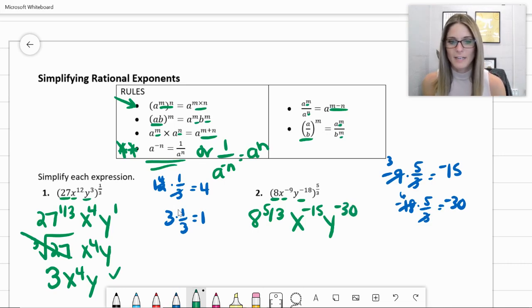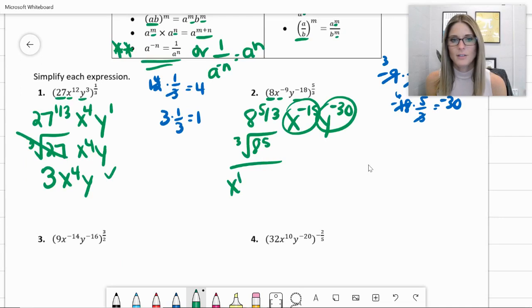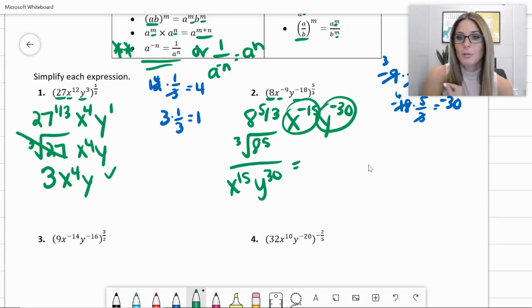All right, rewrite. We're going to have a cube root of 8 to the fifth. And then I have negative exponents here that are going to move down into the denominator. An x to the 15th in the denominator and a y to the 30th in the denominator. Now, I don't know the cube root of 8 to the 5th, so let's grab the calculator and I'll show you how to plug it in.